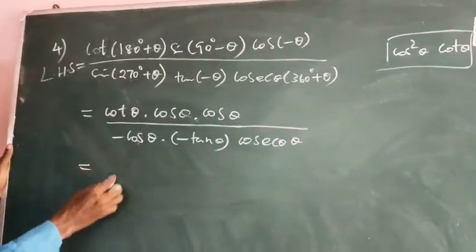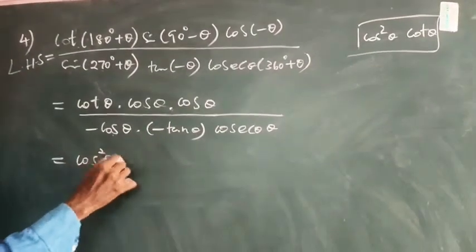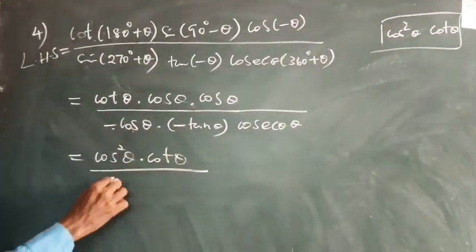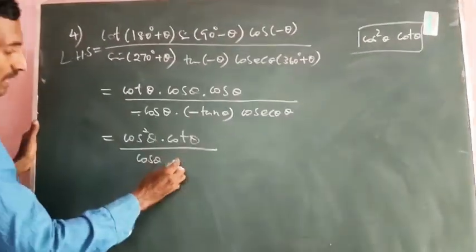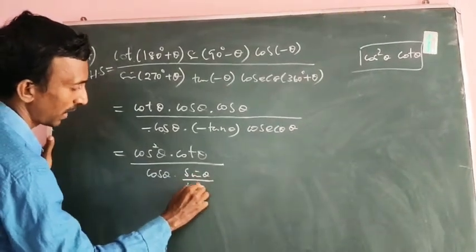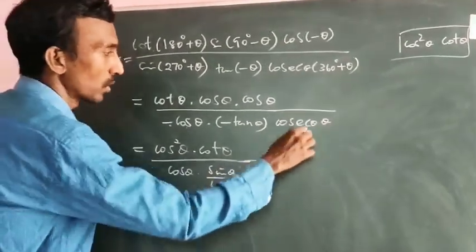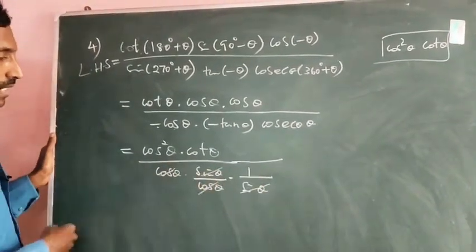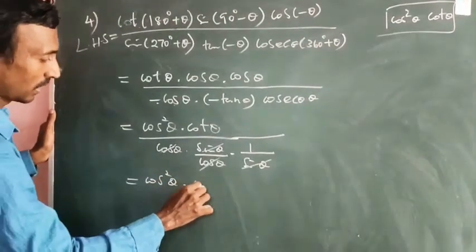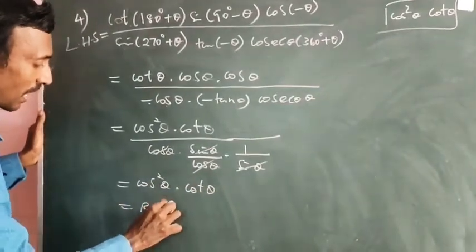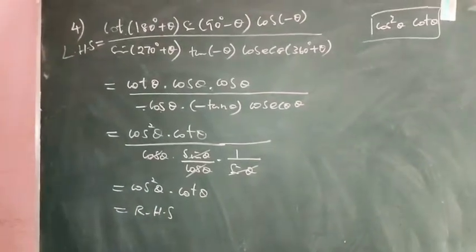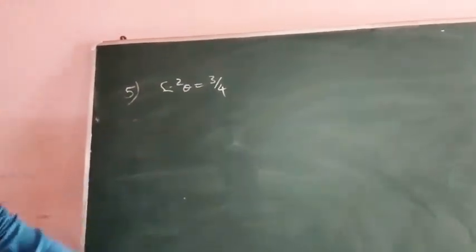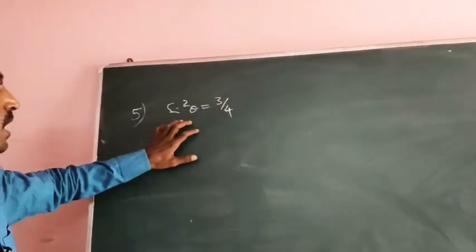Okay, so now look here: cos into cos gives cos square theta, into cot theta, by minus into minus plus. Cos has no change, and tan can be written as sin theta by cos theta. Cosecant can be written as 1 by sin theta. So sin cancels, cos cancels, and we are getting cos square theta into cot theta, that is the RHS. The proof is over.